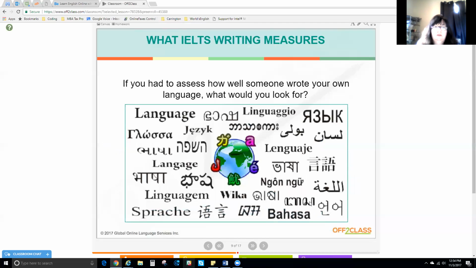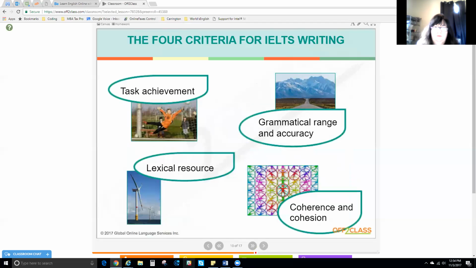So about the writing measures, if you had to assess how well someone wrote your own language, what would you look for? You might look for task achievement, lexical resource, grammatical range and accuracy, and coherence and cohesion. And that's exactly what your English examiner will be looking for as well.